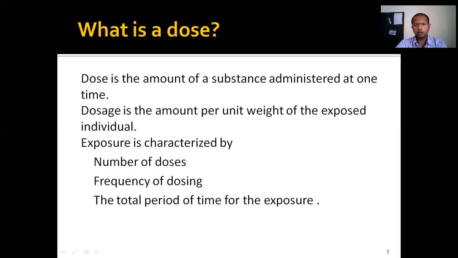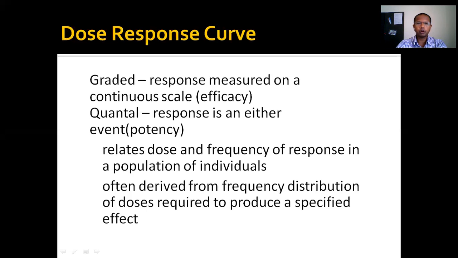Exposure is characterized by the number of doses, the frequency, how frequently we are giving, and the total period for which we are giving the drug. So we have two types of methods for understanding the dose response curve. The first, most commonly used form is the graded dose response curve. It's a continuous scale. I'll be showing the diagram and explaining it to you.